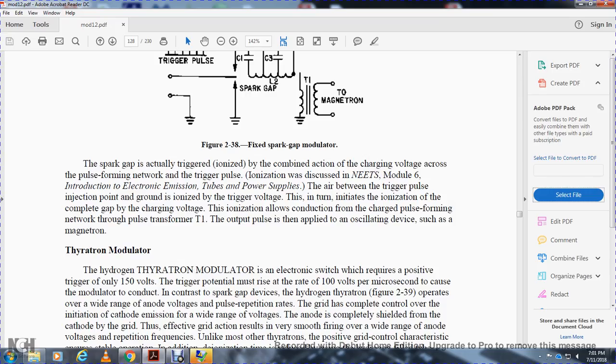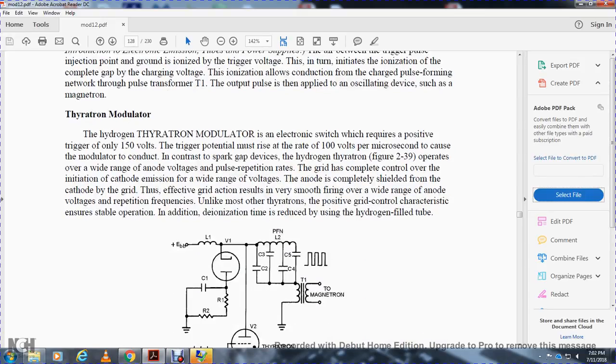The spark gap is triggered by the ionization, combined with the charging voltage across the pulse forming network. The trigger pulse introduces electron emission, and the gap between the trigger electrode and ground is ionized. With the trigger voltage, the ionization spreads over the complete gap of the charging voltage, which allows the discharge of the pulse forming network through the pulse transformer T1. The output pulse is supplied to an oscillating device such as the magnetron.